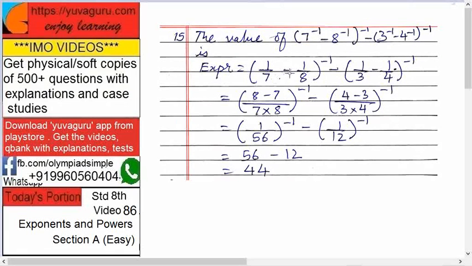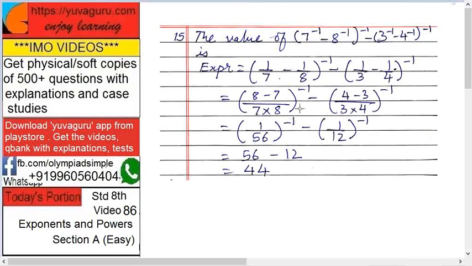So 1 upon 7 minus 1 upon 8, the whole raised to minus 1, right? Outside bracket minus 1, keep it as it is for now. Minus 1 upon 3 minus 1 upon 4, the whole raised to minus 1. Solve within the brackets. So 8 minus 7 upon 56, right? That is 1 upon 56 minus, here again the same, 4 minus 3 upon 12, that is 1 upon 12 raised to minus 1. Now again reverse this.